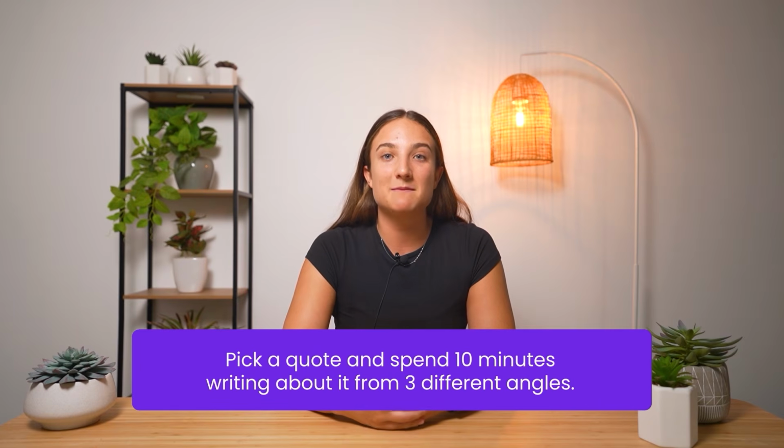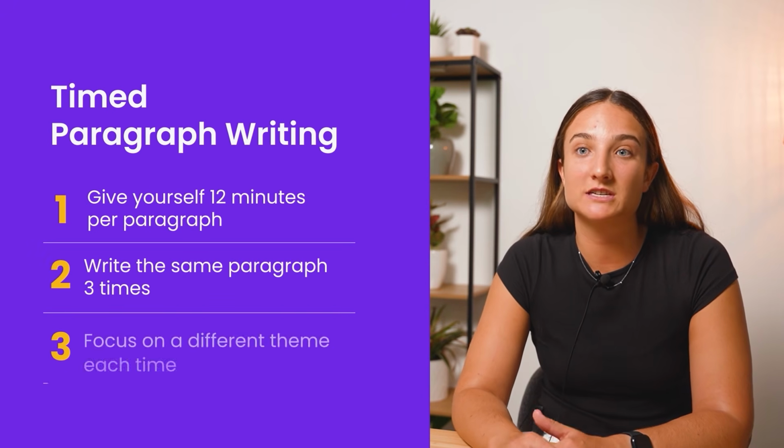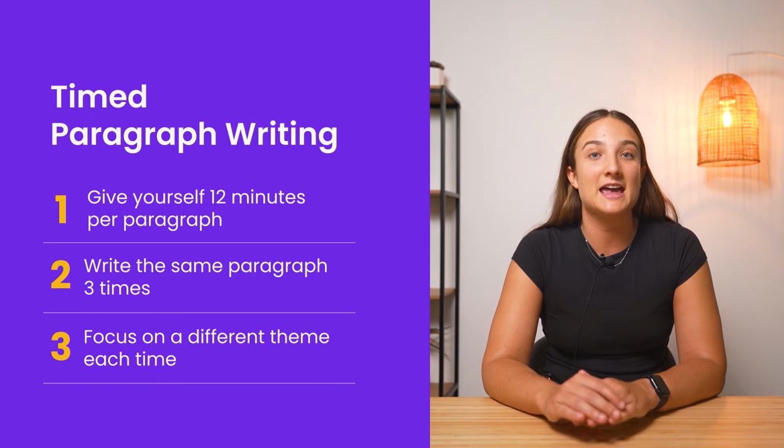Practice with flexibility regularly. Pick a quote you know well and spend 10 minutes writing about it from 3 different angles. This trains your brain to see multiple perspectives. Another essential practice technique involves timed paragraph writing. Give yourself 12 minutes. That's your time allocation in the exam for 1 paragraph. Write the same paragraph 3 times, each with a different focus. This builds speed and adaptability.